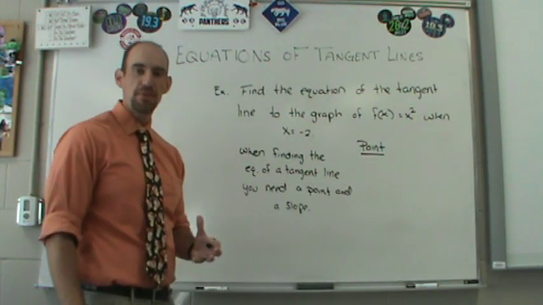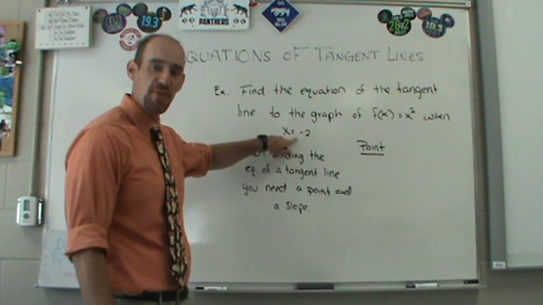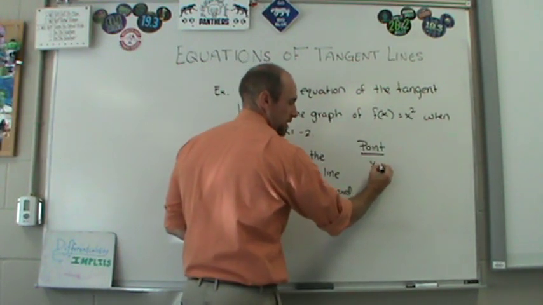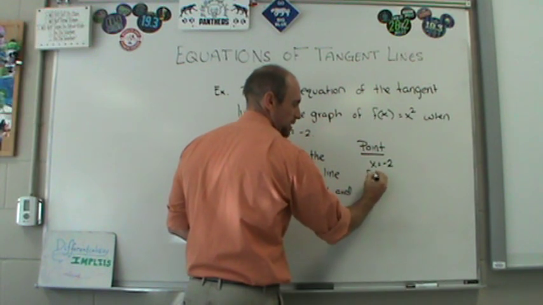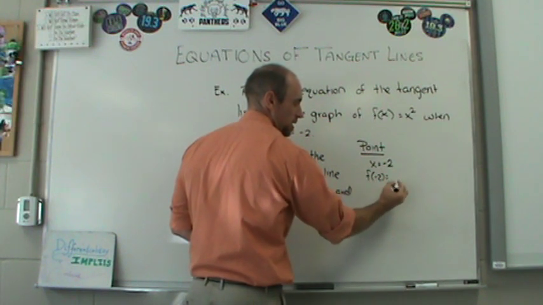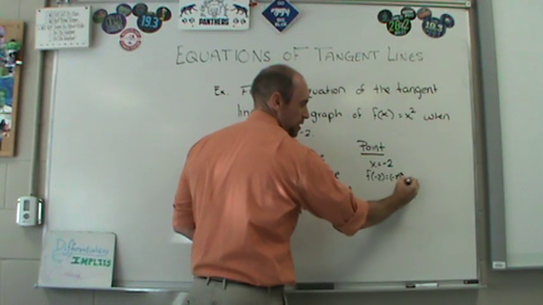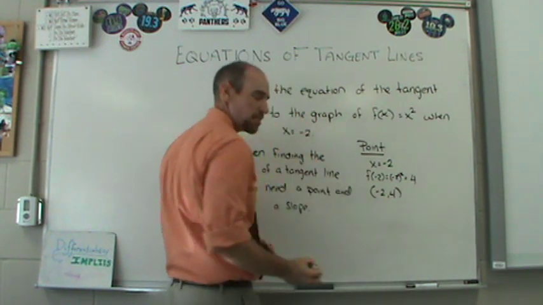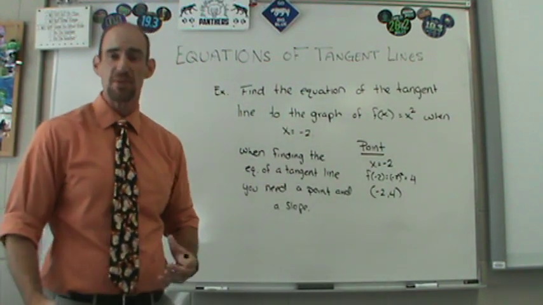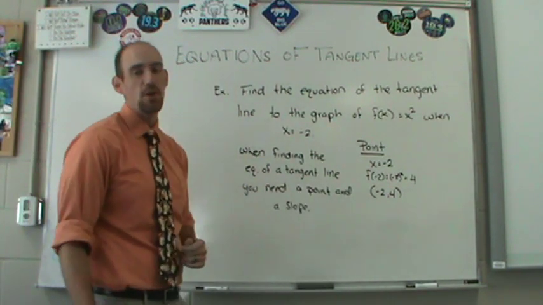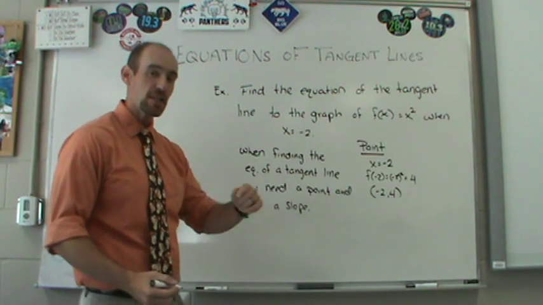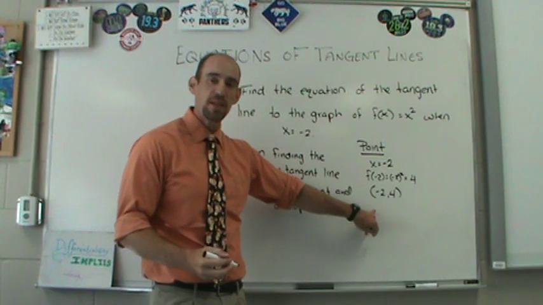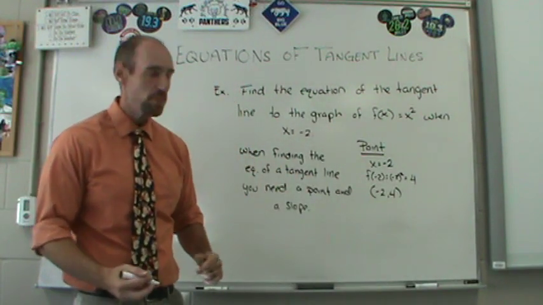All right, when we need to find the point, all we gotta do is take that x value and plug it in to f of x. So we know x equals -2, so f of -2 would give us -2 squared, which gives us 4. So our point is -2, 4. Now sometimes they actually give you the full point, and so it's even easier. In a lot of cases though, you need to find the point by plugging in that x value into the original function. So we now have the point. Now all we need is the slope.